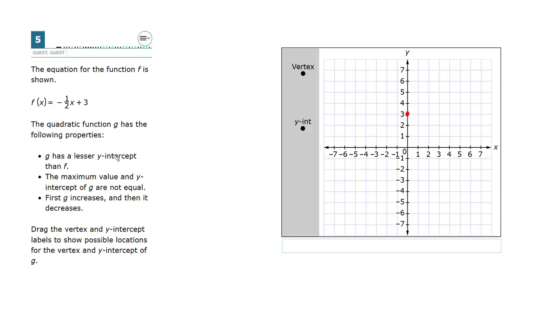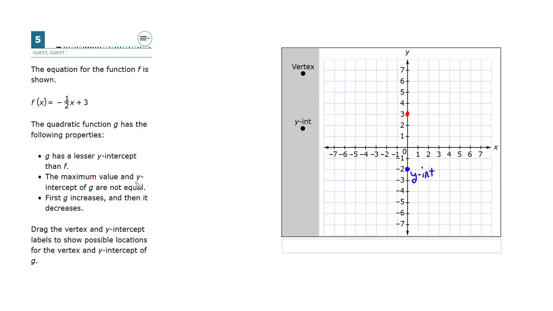Now it says g has a lesser y-intercept than f. So that means we could take this y-intercept point and drag it and place it on the y-axis anywhere under positive 3. Anywhere that we put it here will be fine. Let's put it at negative 2. And that's where our y-intercept is.